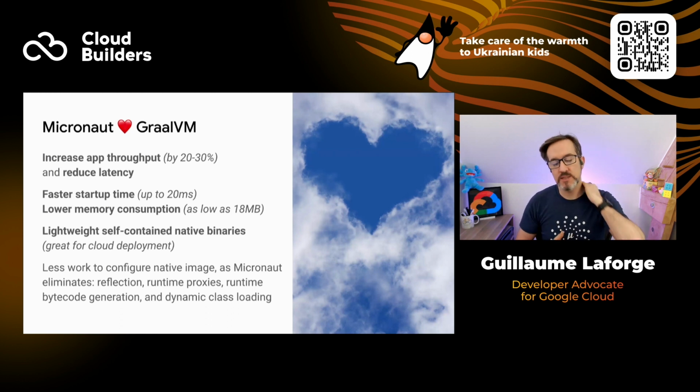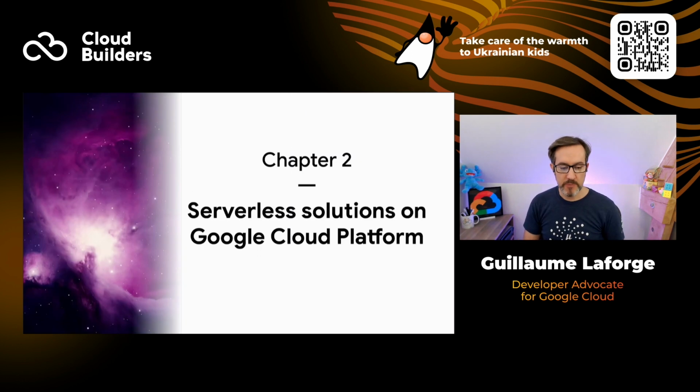But in the past, it was a bit more complicated, especially with, let's say, frameworks that use a lot of reflection. It was more complicated to create native images with GraalVM. But the fact that Micronaut does lots of work at compilation time is really great, because it also helps GraalVM. It simplifies the job of GraalVM for creating native images.